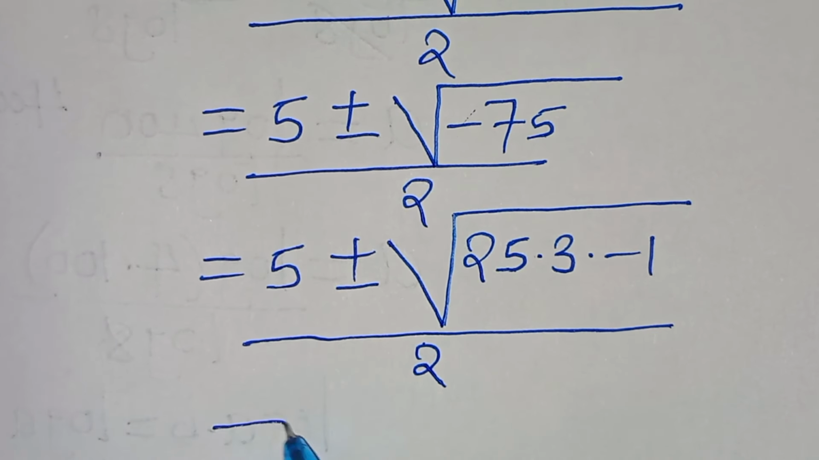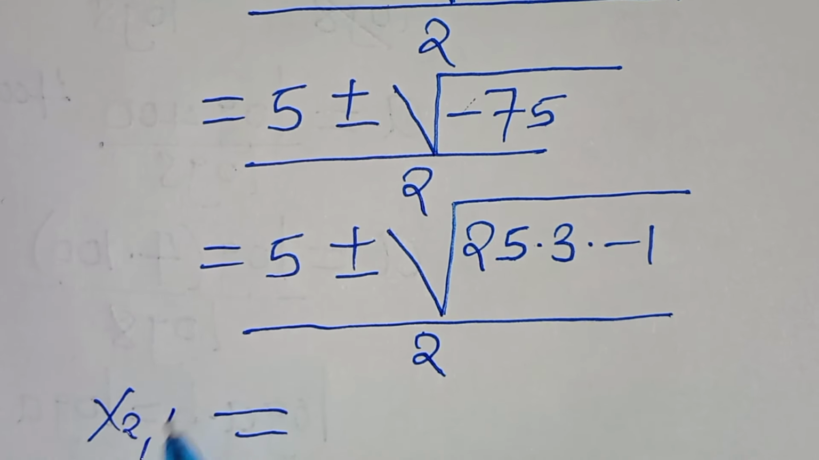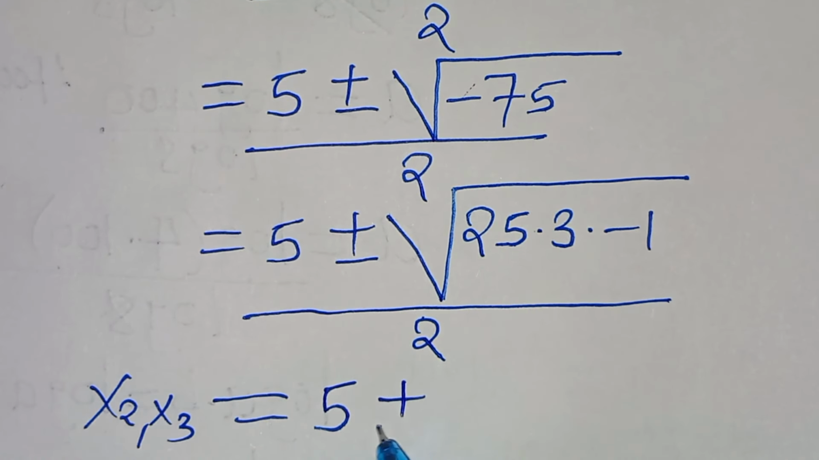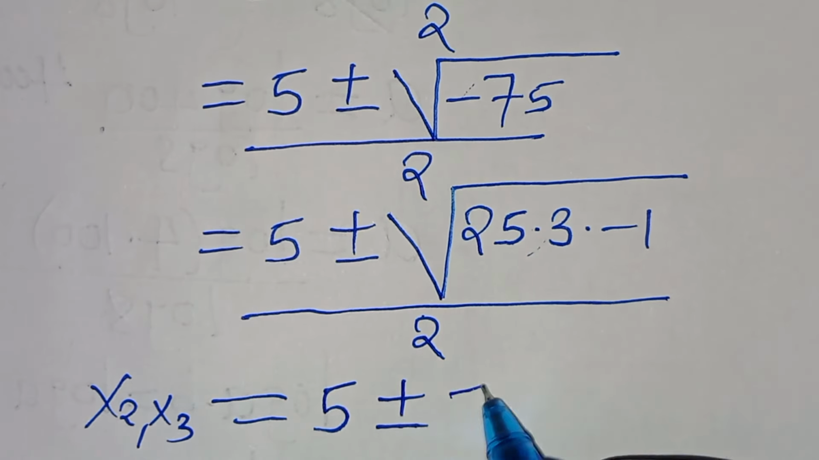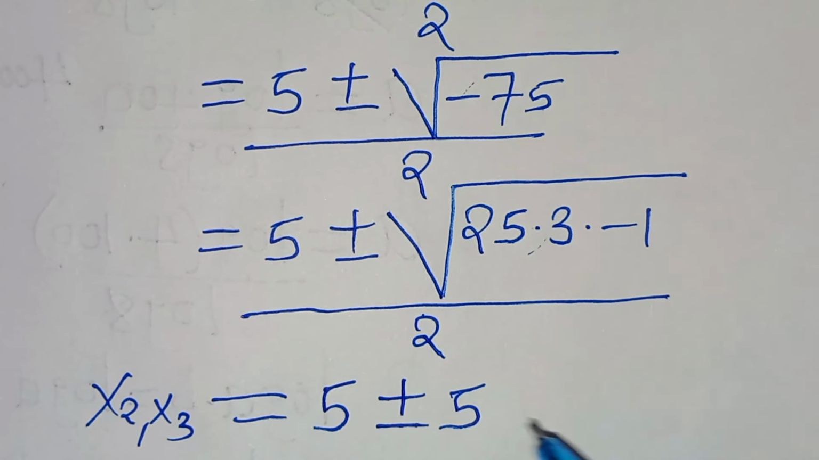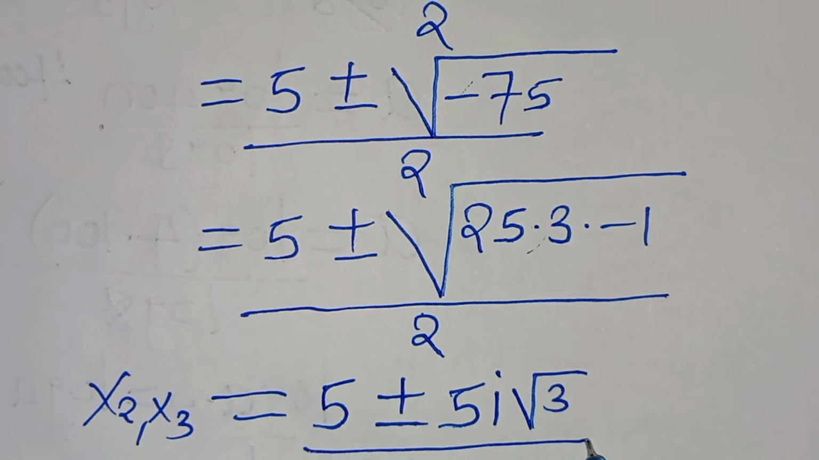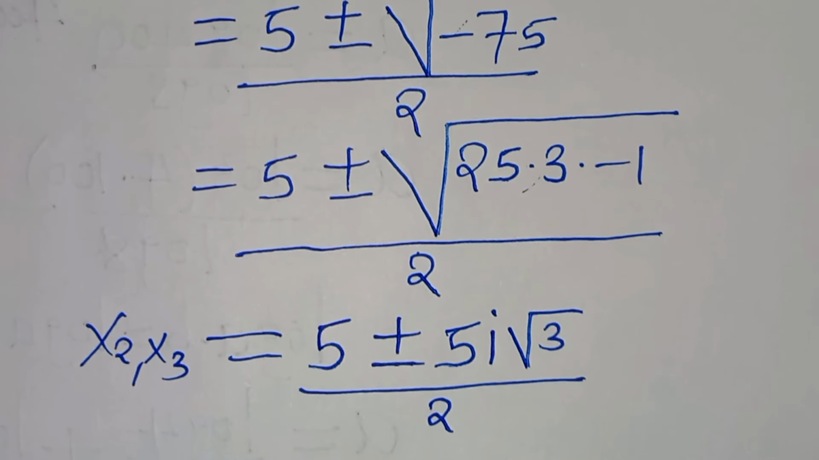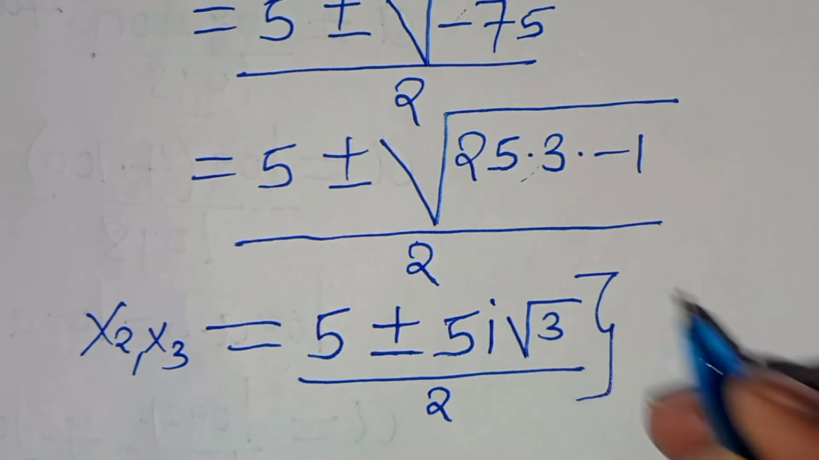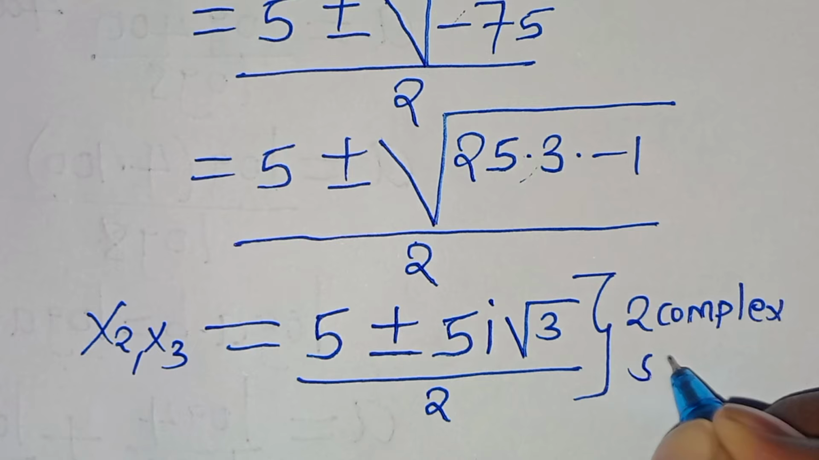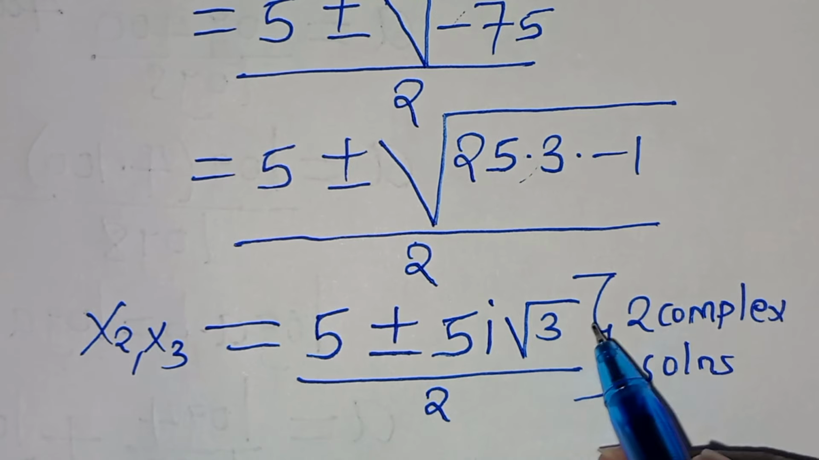So this implies that x2, x3 is equal to 5 plus or minus the square root of 25, which is 5, the square root of minus 1, which is i, then square root of 3. Everything here divided by 2. So this means that here we have two complex solutions. We have two complex solutions under case 1.